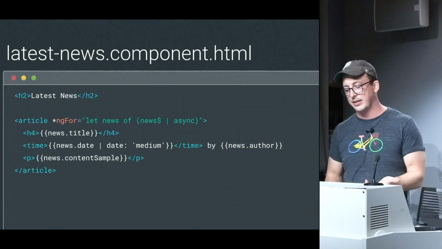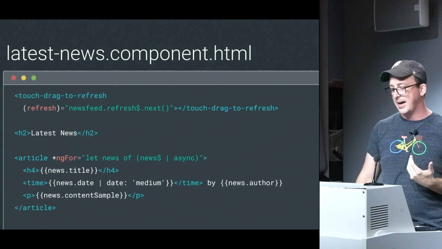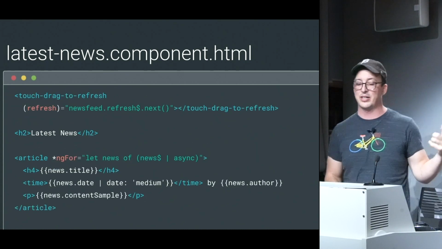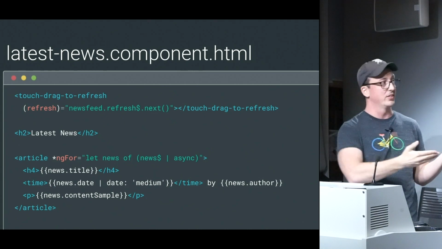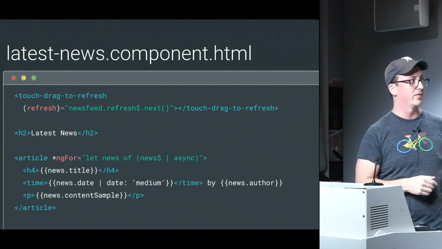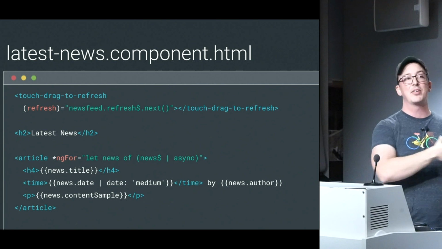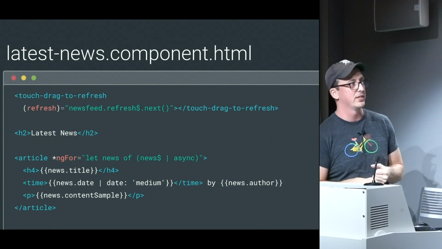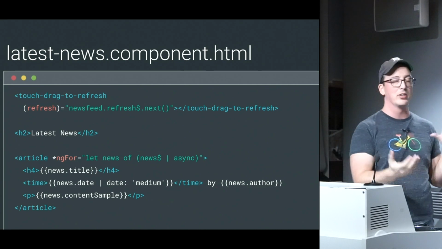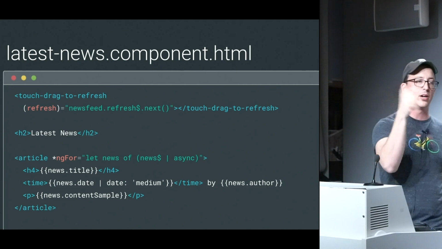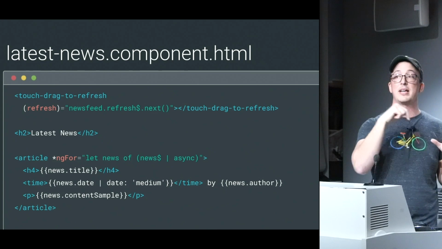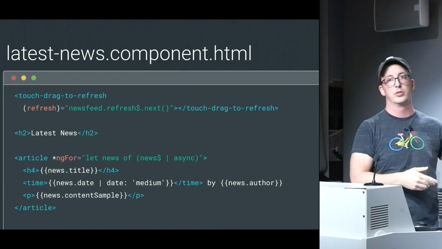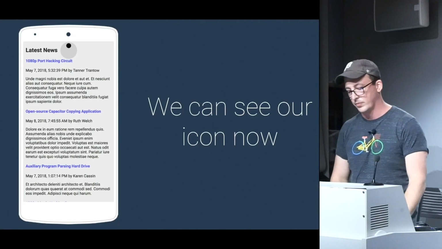I've got my latest news component here. I'm going to need to add that touch drag to refresh. And all I'm going to do is literally just have this refresh event next into newsfeed service refresh. I could have it call back to a method. It might make it more testable. But for the sake of simplicity for this example, I'm just saying, hey, every time I get a refresh event from this component, call next on refresh. And we know that triggers the newsfeed data to reload, which is already bound to our component here.